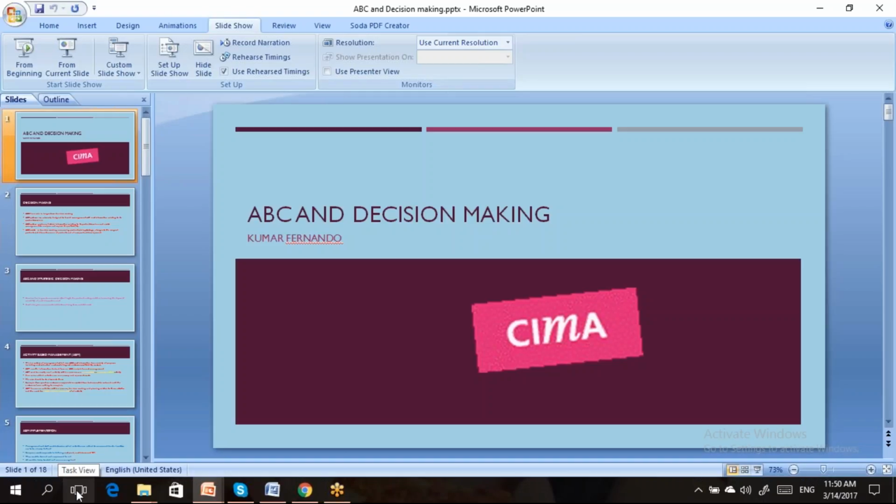So we have now finished that area also, that is activity-based management. There have been a lot of questions on these areas, so that's why I did some of these areas with you.